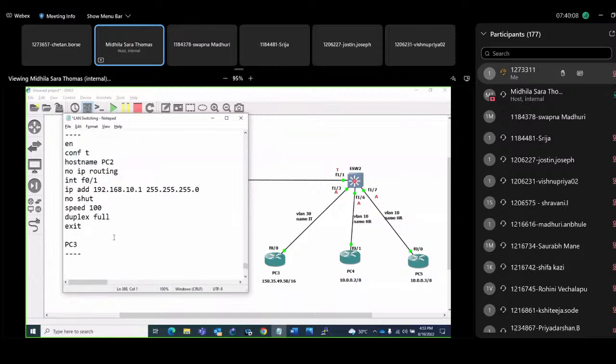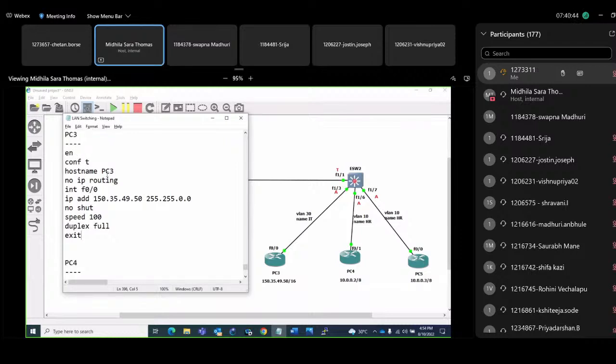Again, I'll write it for you. From now onwards, I'll copy paste only after PC3. Okay. Enable, conf t, hostname PC3. No ip routing. Then interface F0/0, ip add 150.35.49.50 255.255.0.0, no shut, speed 100, duplex full, exit.